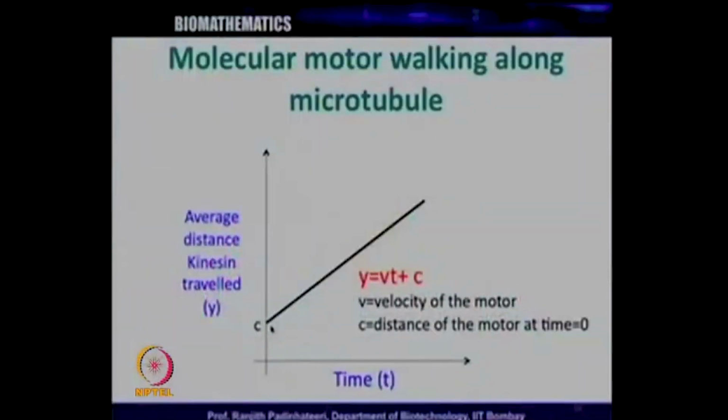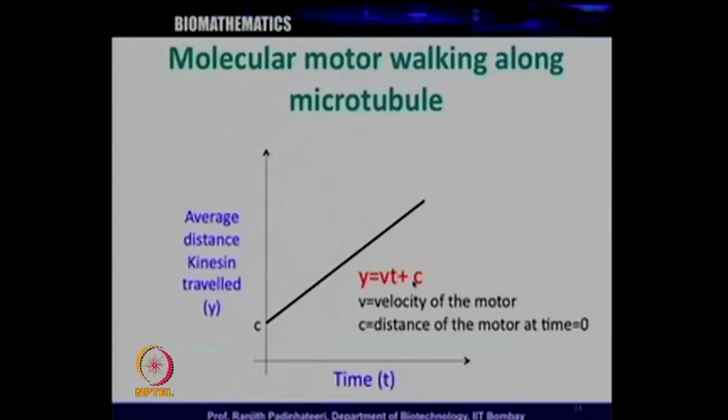It does not always look like this, but at some regime it could look like this, where if you plot the position on the y axis and the time on the x axis, it could look like a straight line. And we said that y is equal to v t plus c is the equation for this, and v is the velocity. So, when we said all this, unknowingly we used the idea of velocity.